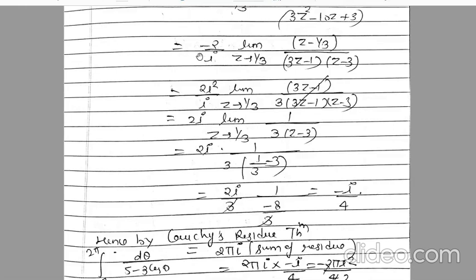Just look here. There is a minus 1, we can write i square. So one iota cancelled out, only one iota is here, 2i upon 3 into 1 upon minus 8 by 3. So minus iota upon 4 will be here. Right? Now, z is equal to 3 does not lie inside the circle. That means the residue will be 0.